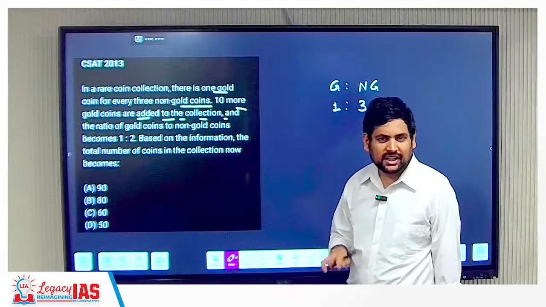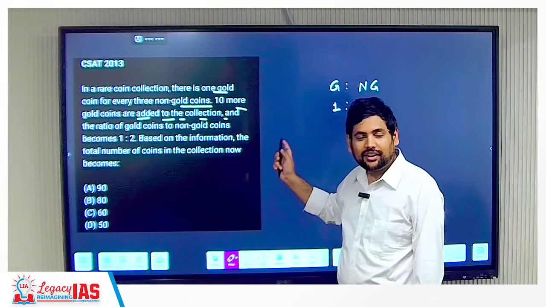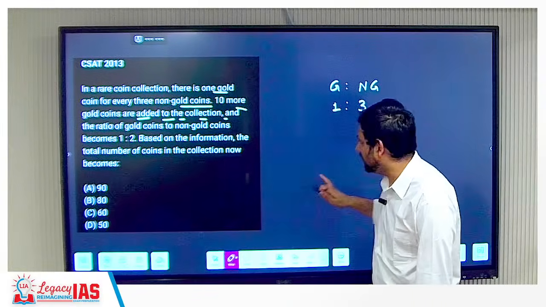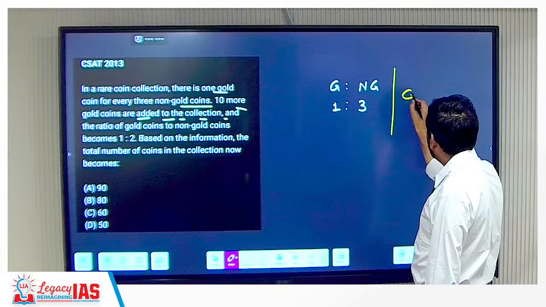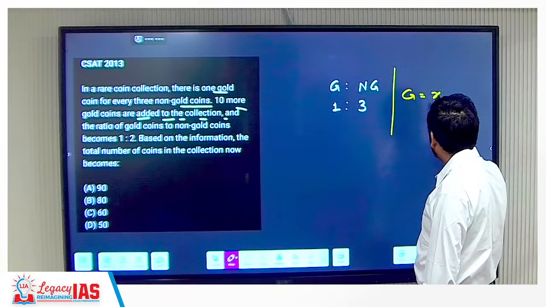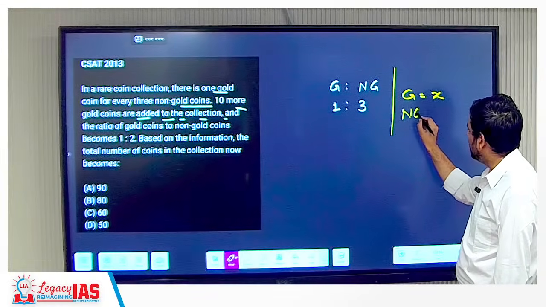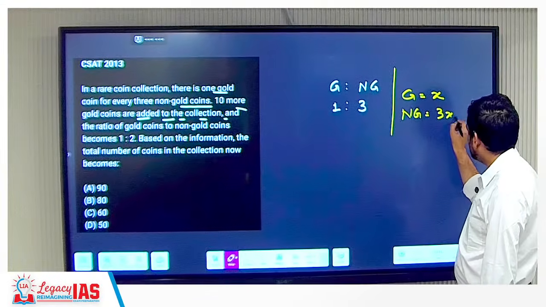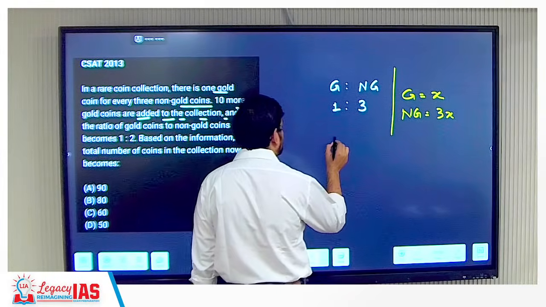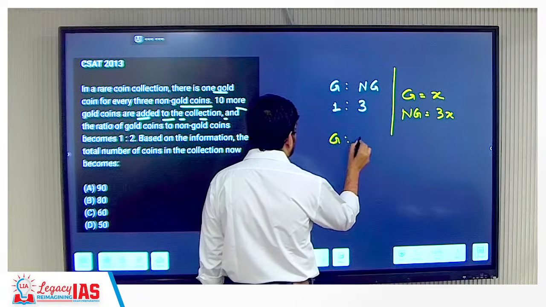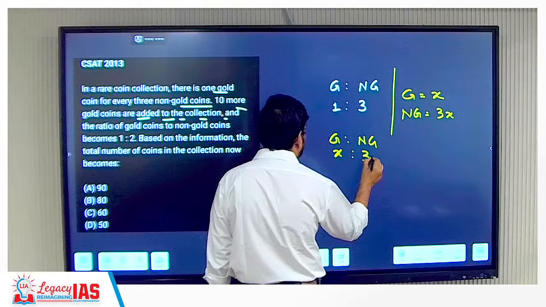Now, if I have to add 10, I have to write equations. So what should I do first? I should multiply a variable to them. So I say that the number of gold coins be x, and the number of non-gold coins be 3x. Correct? So I write it again. This becomes gold ratio non-gold, x by 3x.